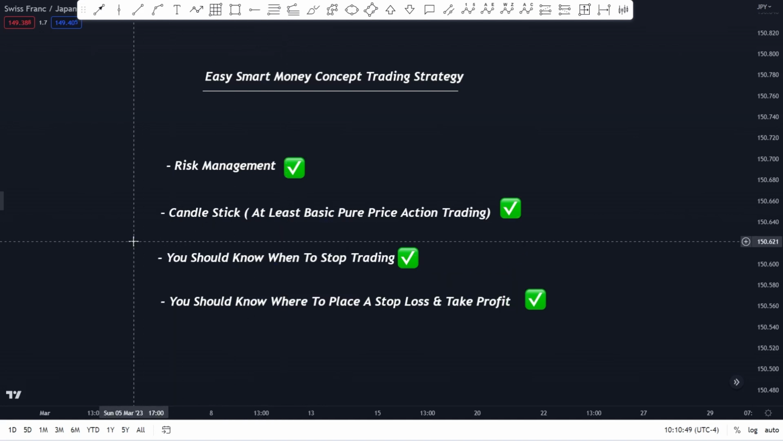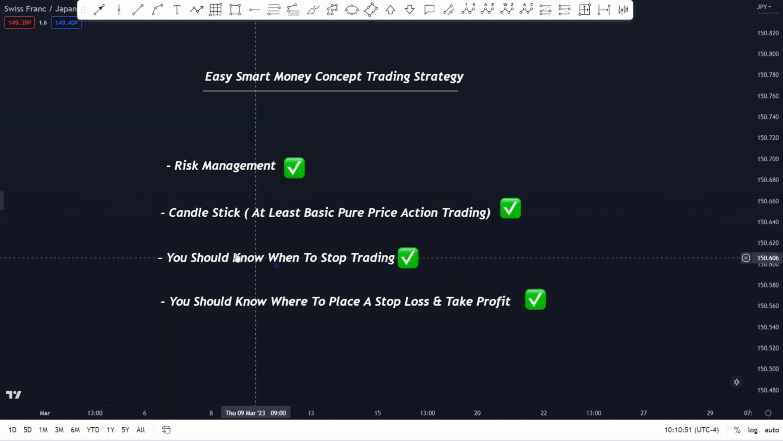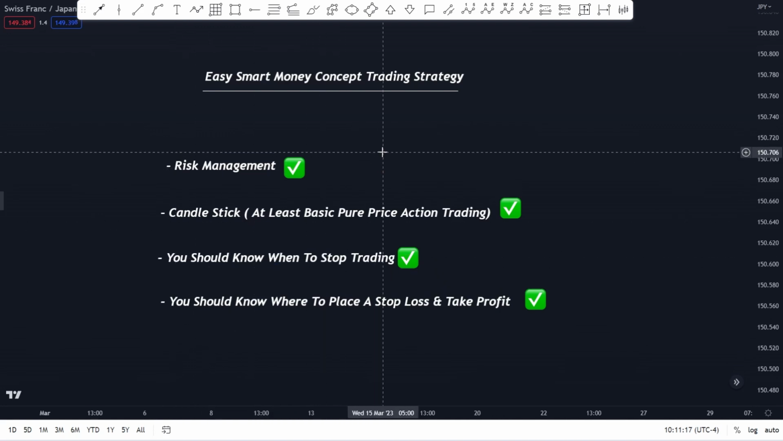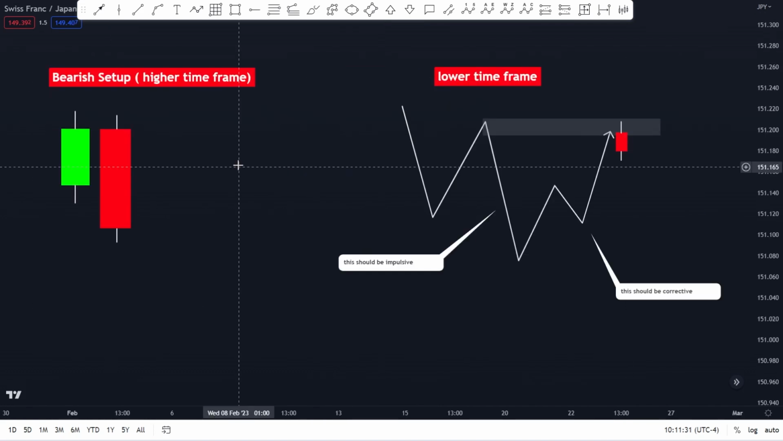Another thing you need to understand is when to stop trading, because I see a lot of traders who, when the market is open, just like to place trades every day. And lastly, you should know where to place your stop loss and when to take profit, because some of you traders are so greedy to take profit. So let's move forward with this simple concept. It is very easy to understand, but I'll try to keep it very slow so that everybody can understand it.